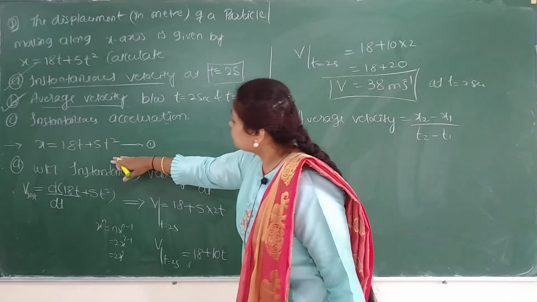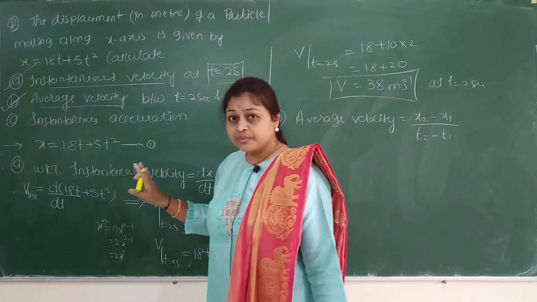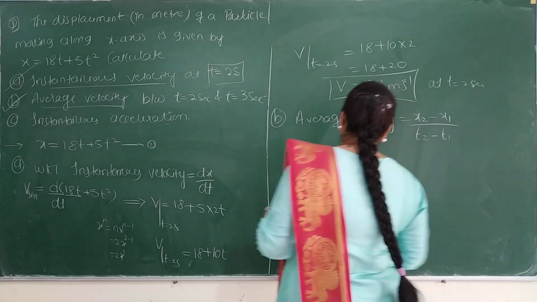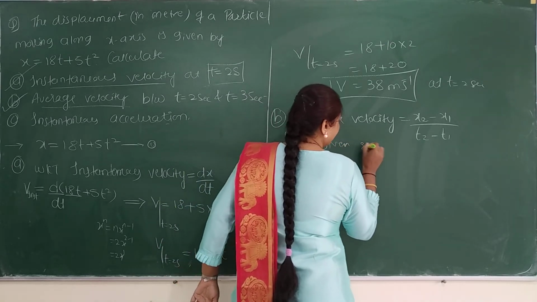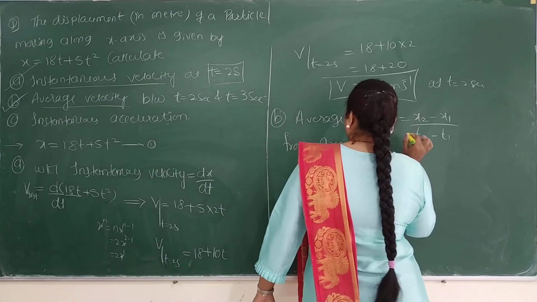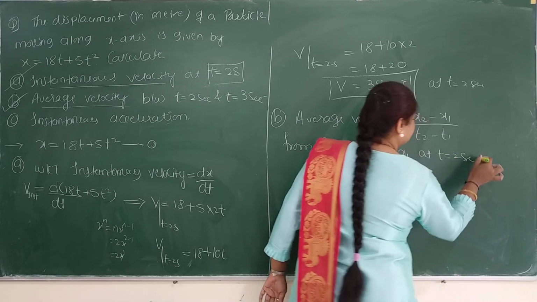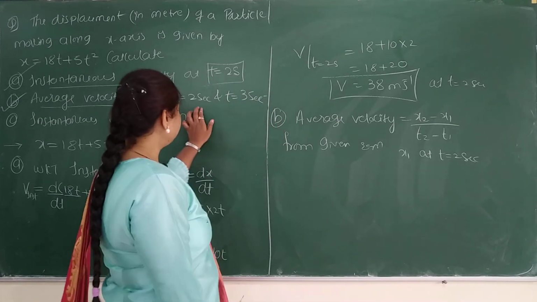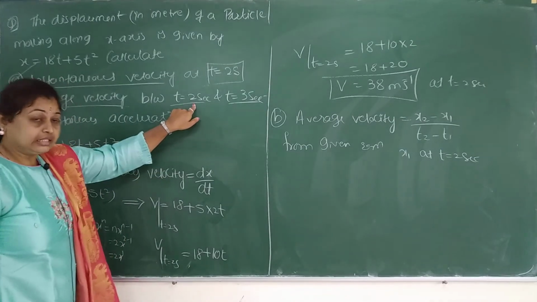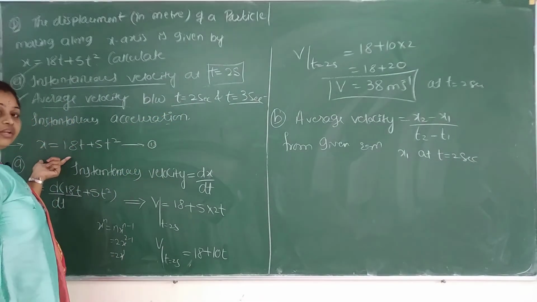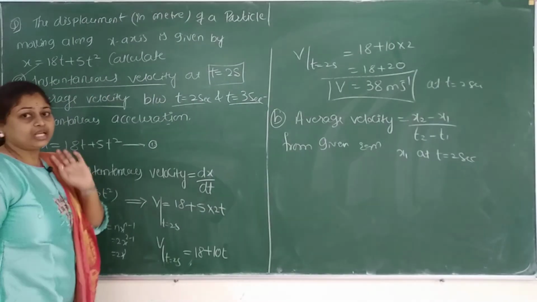Then from this given equation, can you calculate x1 and x2 by replacing the t values? From given equation, x1 at t equals 2 second. First, the timings are 2 second and 3 second. If you substitute t value 2 seconds, then you will get x1 value. Then second value is 3 second. If you substitute here, you will get x2 value.